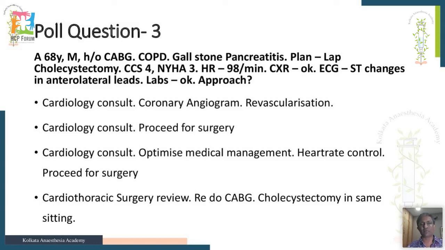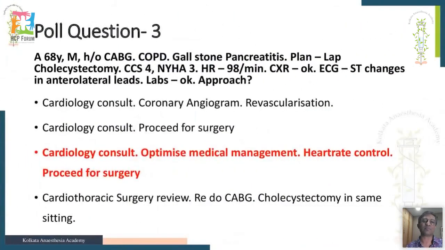Optimize the medical management if you can, get them down to around CCS 2, a heart rate around 70, blood pressure less than 140 over 80, and then decide to proceed for surgery. So this is possibly what most of you would also have done, I figured out.